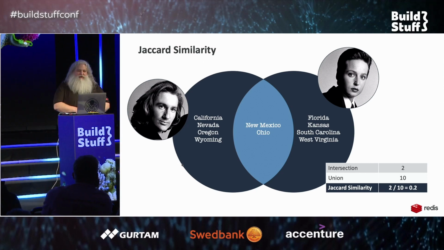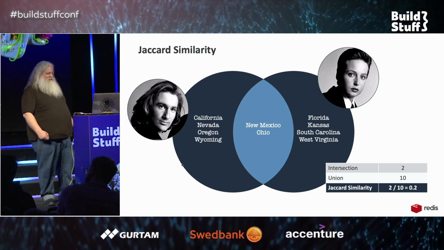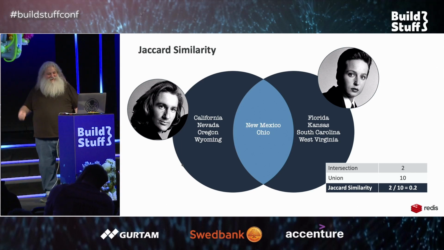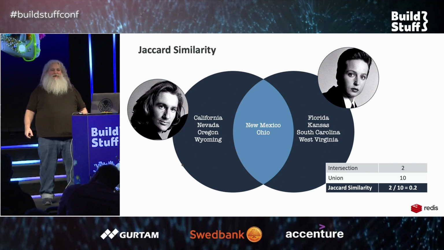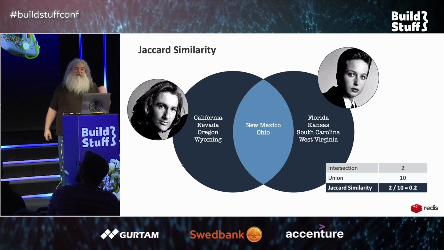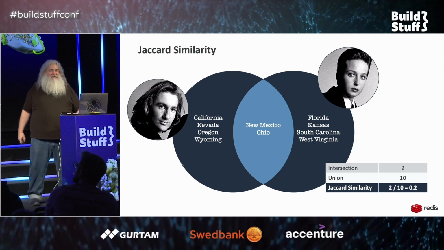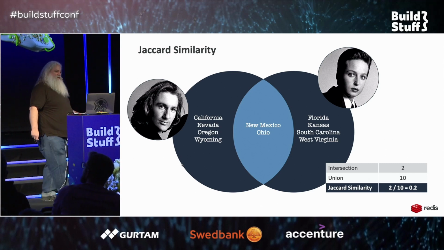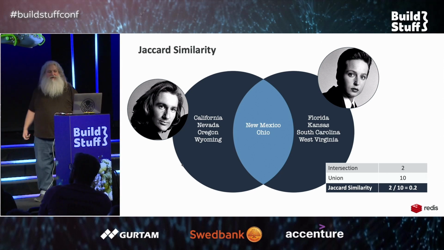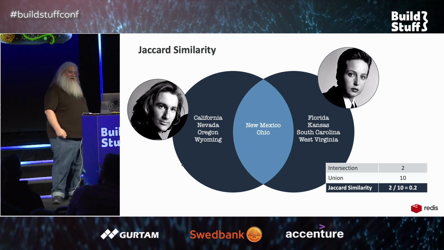And it's fairly straightforward. Here we have Scalder and Molly, face swapped. I love this picture. They look like they're a synth pop band from the 80s. And Scalder has a set of UFOs, states in the United States in which he's seen UFOs. And so he's seen them in California, Nevada, Oregon, Wyoming, New Mexico, and Ohio, which is where I live, Ohio, not New Mexico. And then Molly on the right, she has seen UFOs in Florida, Kansas, South Carolina, West by God, Virginia, New Mexico, and Ohio.